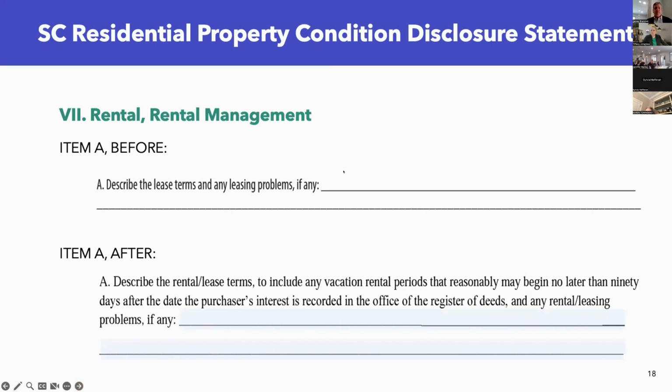under section 7, rental and rental management, before it said, describe the lease terms and any problems, okay? Kind of wide open. Now, because of another change, there is some additional language added: describe the rental lease terms to include vacation rentals, which are all over our new forms now. That's Airbnb, VRBO type of stuff. That may reasonably begin no later than 90 days after the buyer's deed is recorded. What's the magic of 90 days?